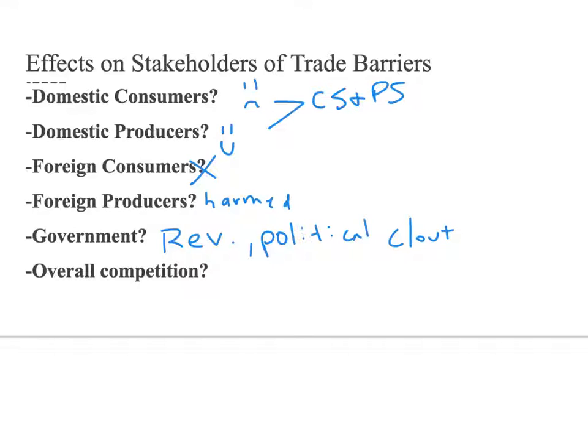And then overall competition is lower as the foreign producers are regulated. So overall competition decreases, making the market less efficient and creating welfare loss. So that's one of the other effects on society. Welfare loss is definitely going to be a big chunk of trade barriers being less efficient, thus creating welfare loss.